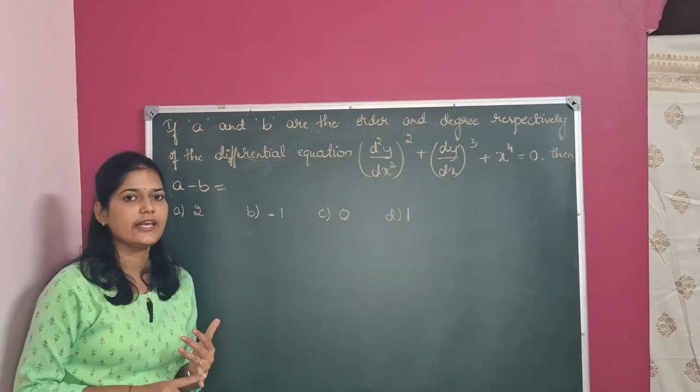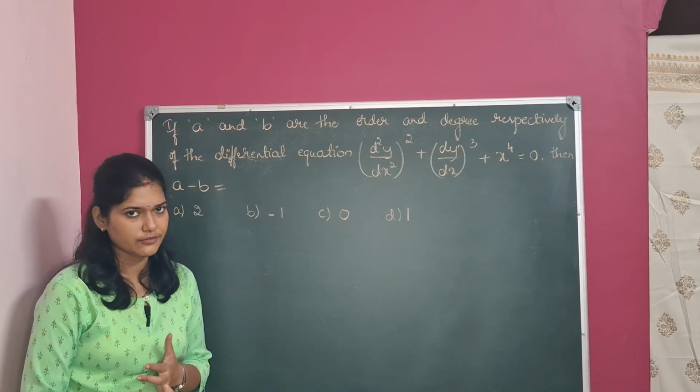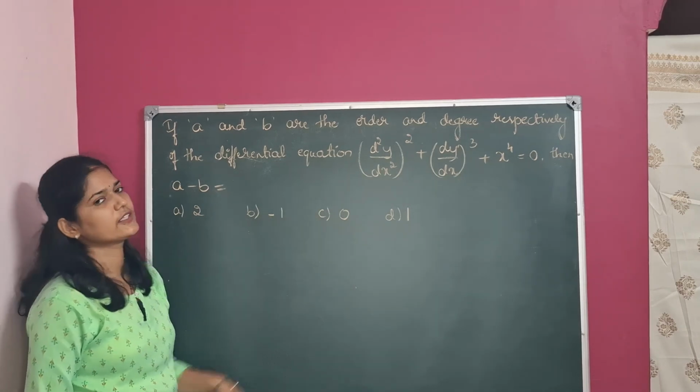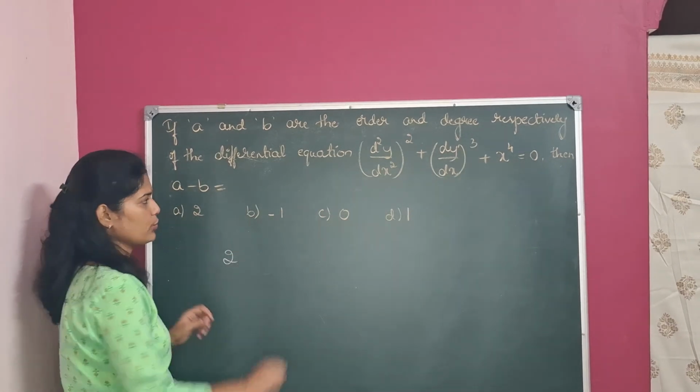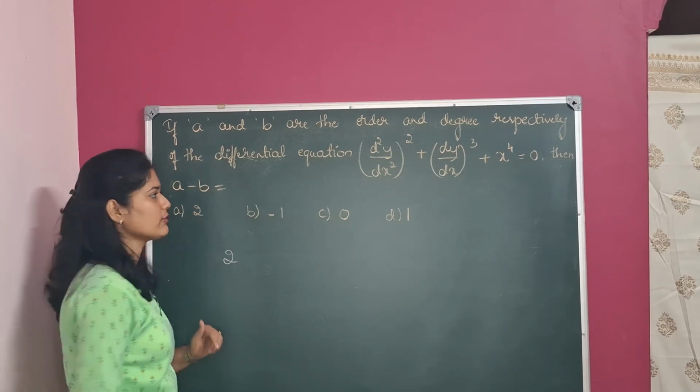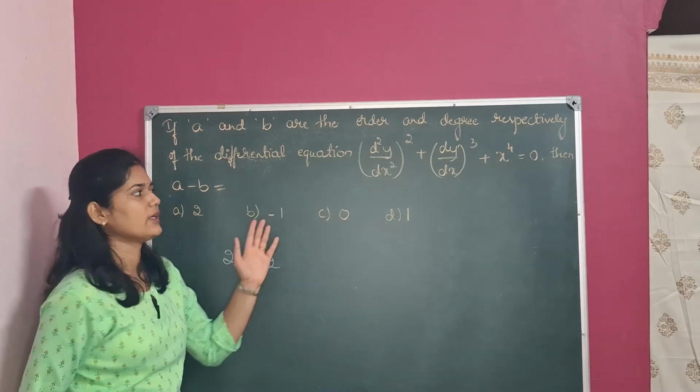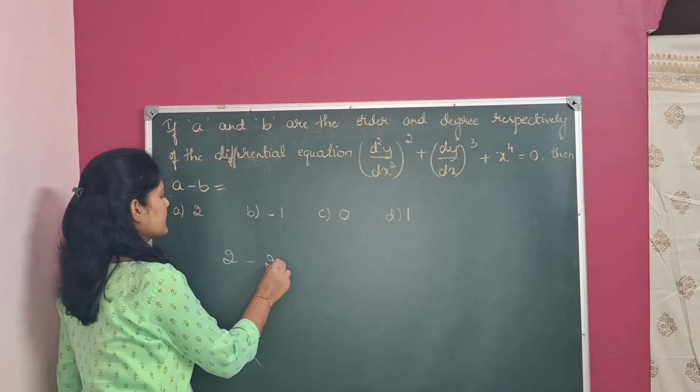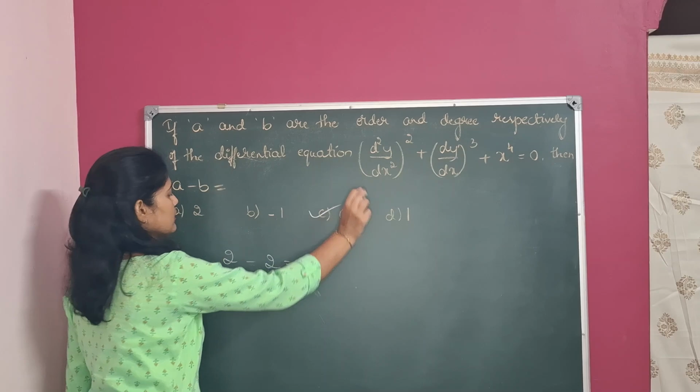They have given A and B as the order and degree of the differential equation. Clearly, the order of the differential equation is 2 as well as the degree of the differential equation is also 2. Therefore, the value of A minus B is 2 minus 2, that is 0.